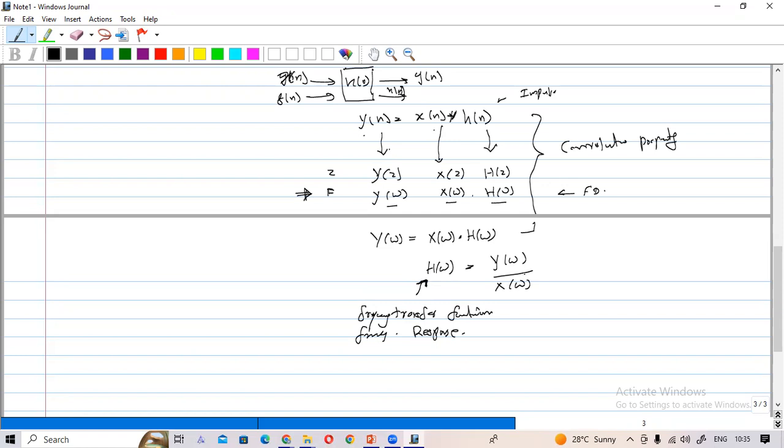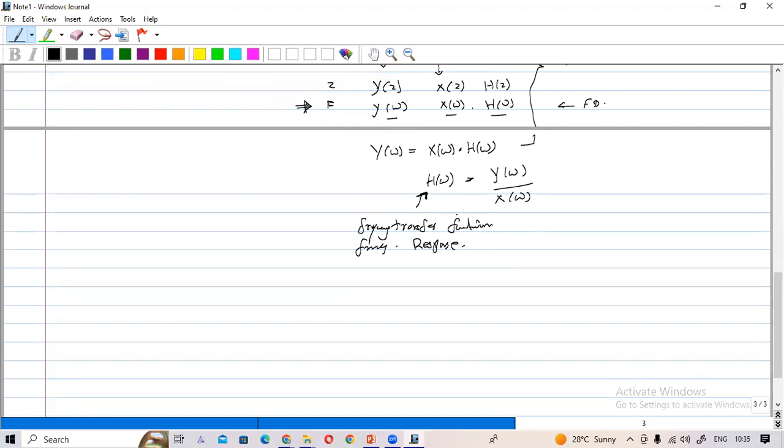One thing I need to tell you. Now this is the frequency domain. If you are given input X(omega), the output is Y(omega). Now Y(omega) divided by X(omega), output divided by input. This term has another name. Can anyone remember? What is another name for this term?